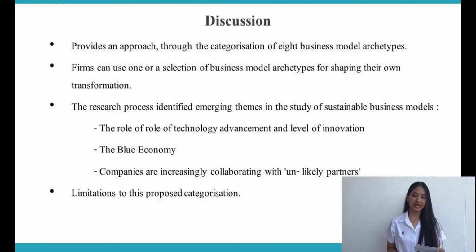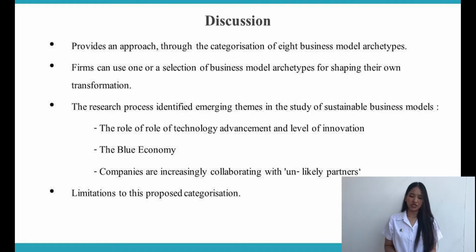The research process identifies emerging themes in the study of sustainable business model, including the role of technology as one main theme and the level of innovation. Technology innovation can drive new business model innovation. Second, the blue economy and system thinking are concerned with expanding the system boundary. Consider need to address global exchanges. Third, companies are increasingly collaborating with unlikely partners, for example, NGOs. Collaboration across industry, boundary, and non-industry actors is key to a number of the archetypes.